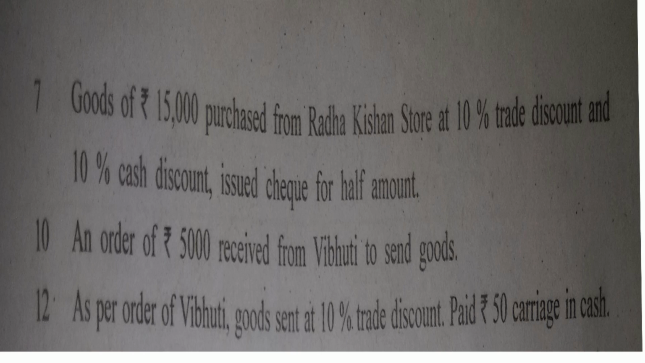So purchase account debit 13,500 to Radha Kishan store account 6,750, the amount that I will pay in future. To bank account 6,075 rupees. How? 6,750 minus 675. To discount account 675.